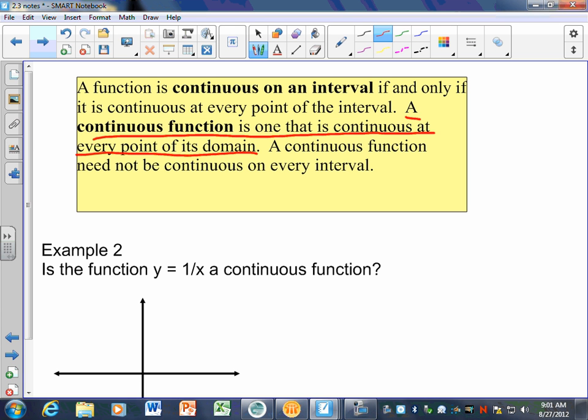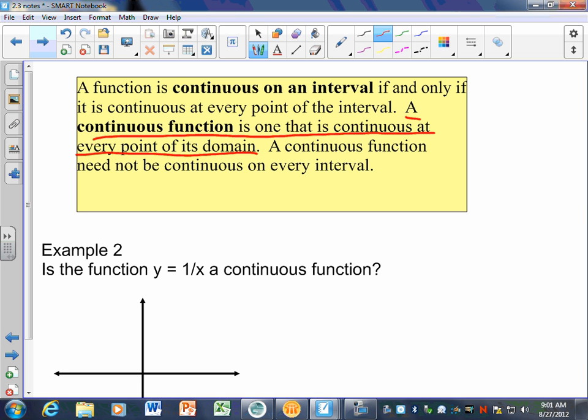I find this to be very confusing because when you look at a graph, it looks like it's not continuous, but if you look at the domain of the function, then it can be continuous. And so let's look at this example, and I'll show you what I mean by this. It says, is the function y equals 1 over x a continuous function? In the domain of that function.